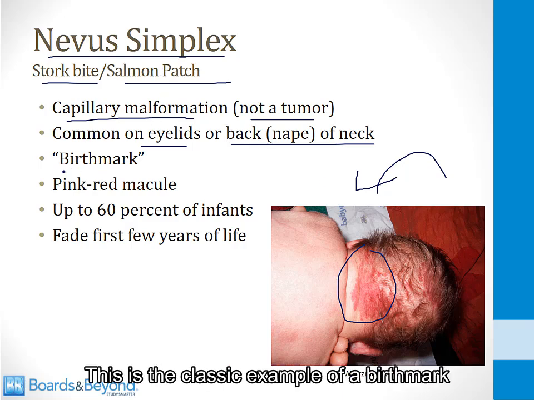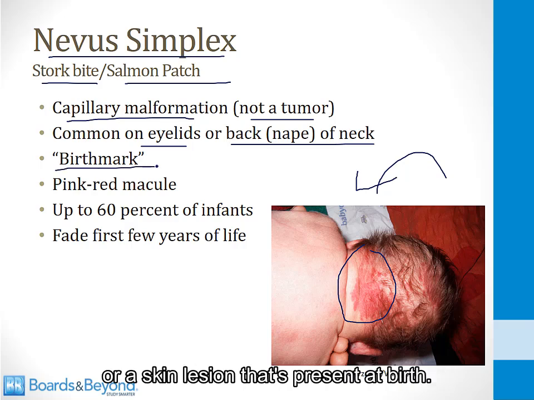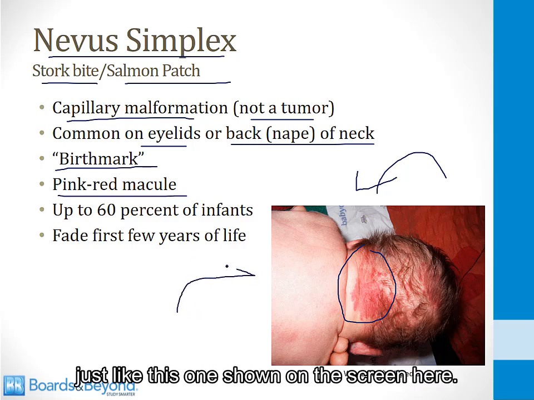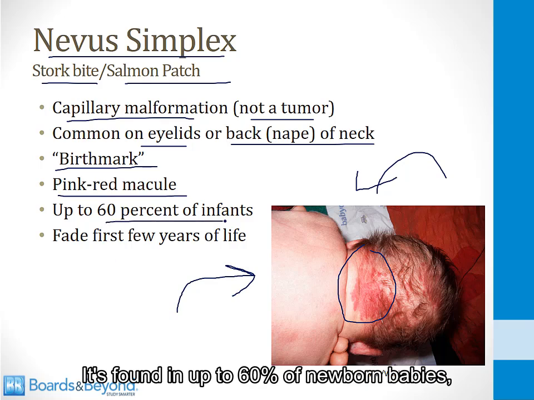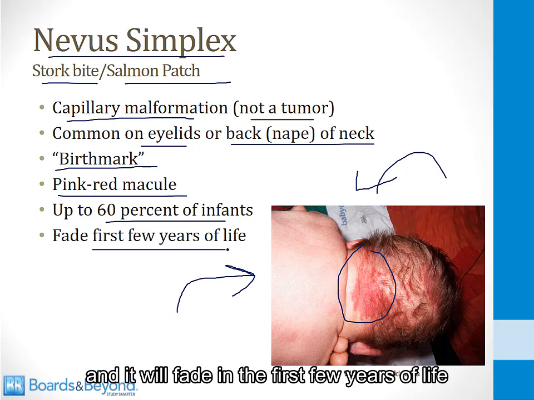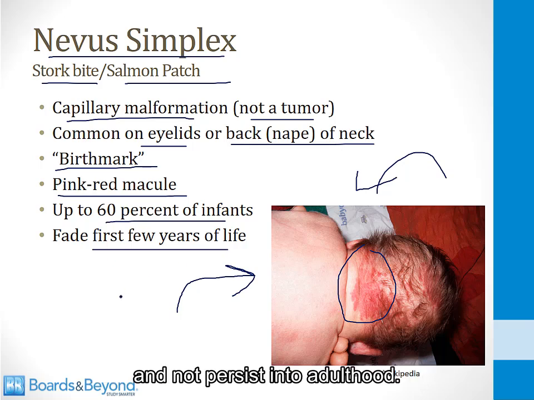This is the classic example of a birthmark or a skin lesion that's present at birth. It's a pink-red macule, just like this one shown on the screen here. It's very common. It's found in up to 60% of newborn babies, and it will fade in the first few years of life and not persist into adulthood.